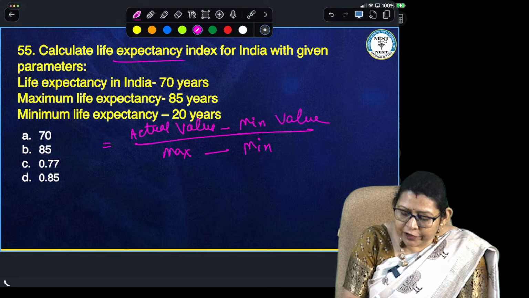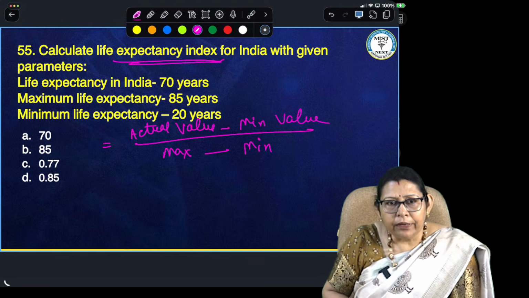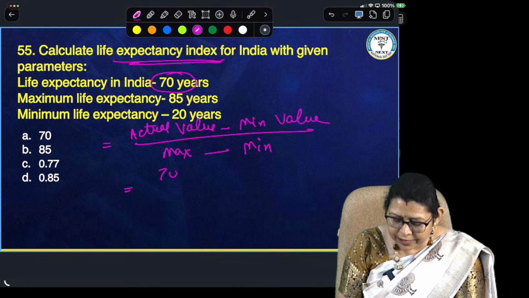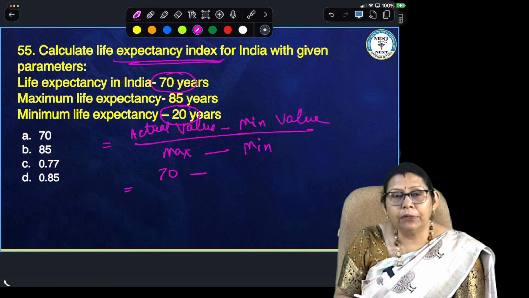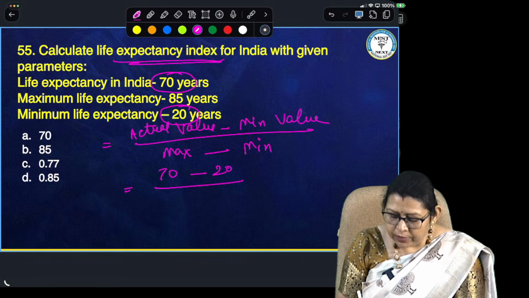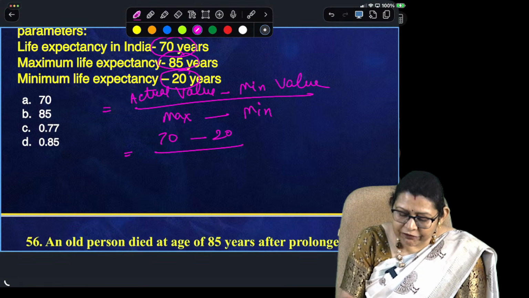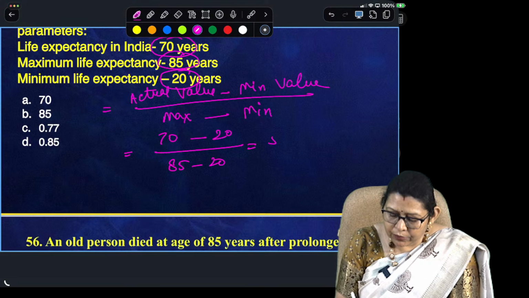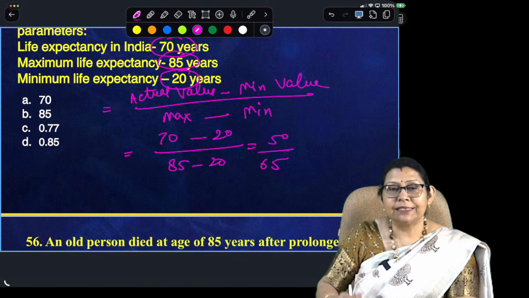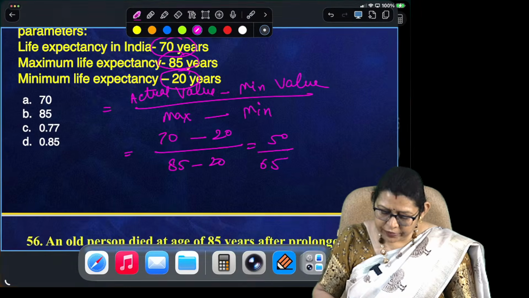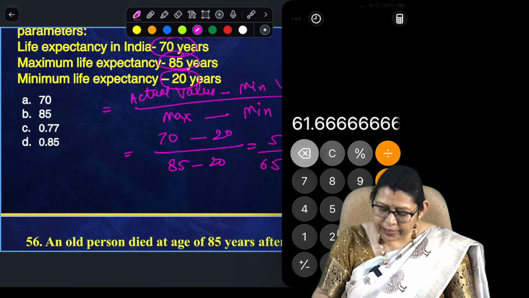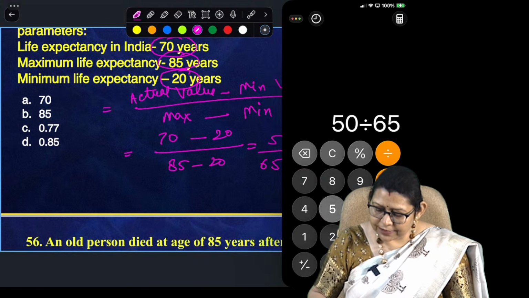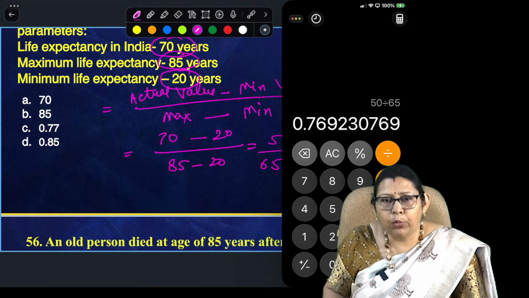Now calculate the life expectancy index for India. What is the life expectancy of India? Actual value of India is 70. What is the global minimum life expectancy? 20. What is the global maximum life expectancy? 85 minus 20. Okay. So it will be 50 divided by 65. 50 divided by 65. So let me use the calculator. 50 divided by 65 and that is 0.76.